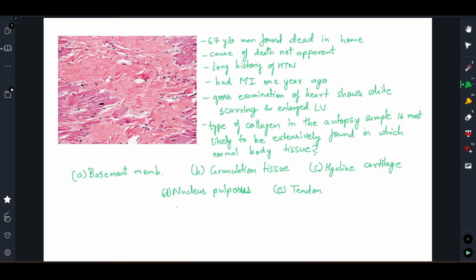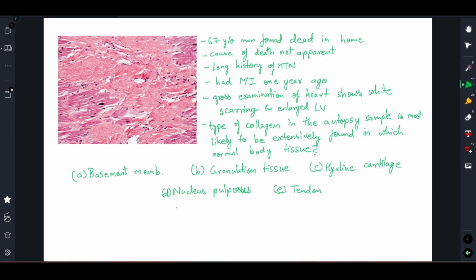Now the question is asking what is the type of collagen in the autopsy sample and in which normal body tissue is it most likely to be extensively found? So if you remember the changes after MI, after 2 weeks the healing phase starts and it extends up to 2 months. And here you can see that the MI had occurred 1 year ago, and on gross examination you are finding the white scar. So the healing process has been completed.